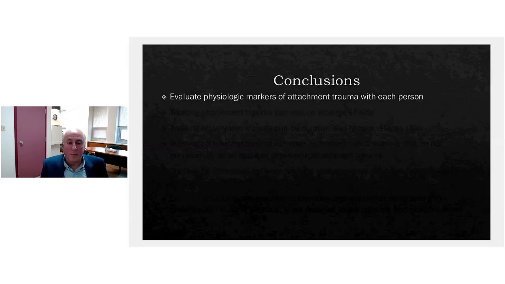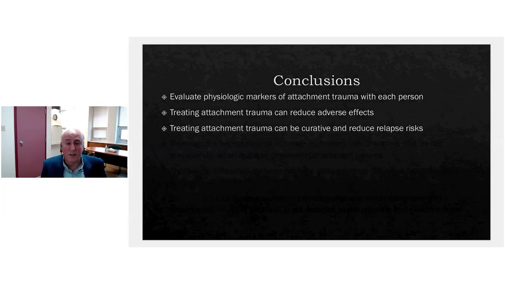So I just encourage you to think about evaluating these parameters as an adjunct to a standard assessment, about how the downstream effects of attachment trauma impact physiology, and then overlay or directly are the presentation of a mental illness presentation. Treating this trauma can reduce adverse effects, hospitalization and relapse risks, and on its own can be curative of the problem, depending on what it all is.